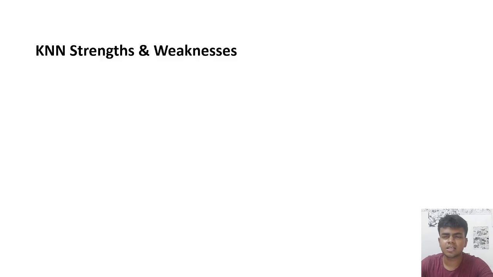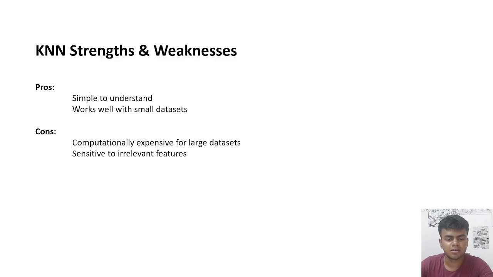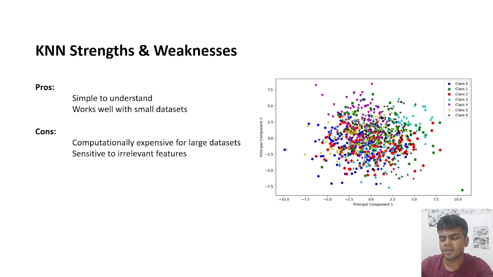So what are the strengths and weaknesses of KNN? The strength is that it is simple to understand and it works well with a small dataset. But the cons are that it is sensitive to irrelevant features, and it is computationally expensive for large datasets, and it doesn't perform well on large datasets. As we can see, if there are many classes and many data points clustered at the same point, then it will be very difficult to predict on the basis of the distance metric. So that's it for KNN.